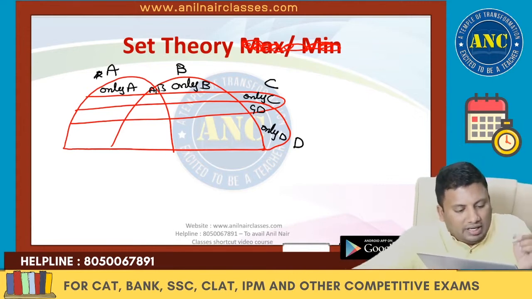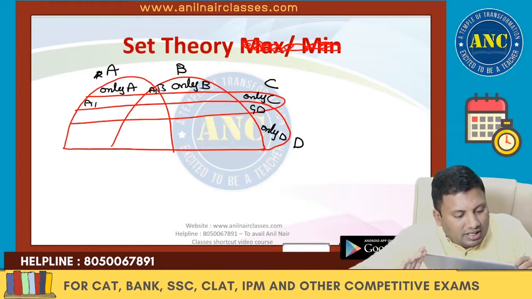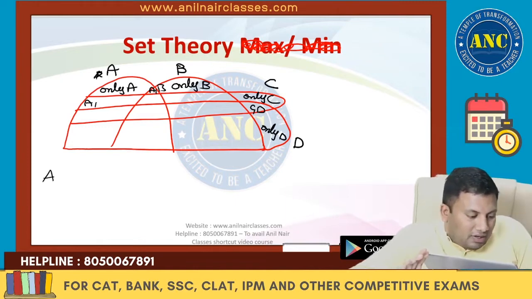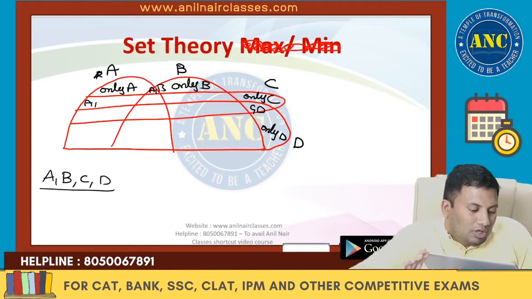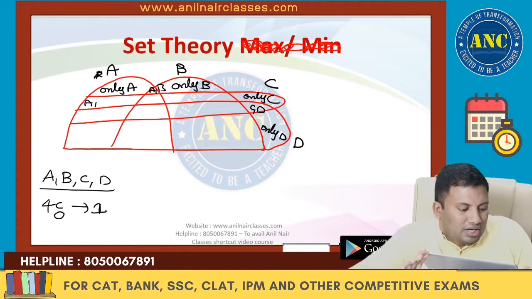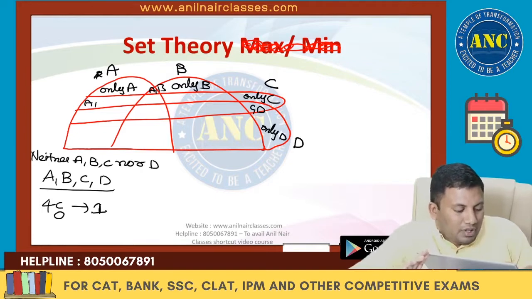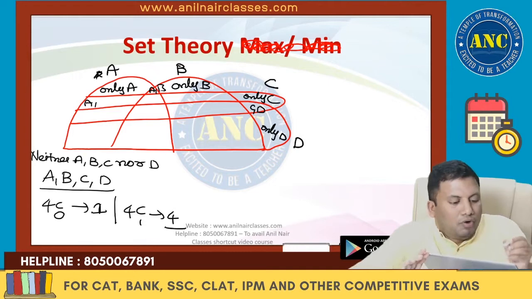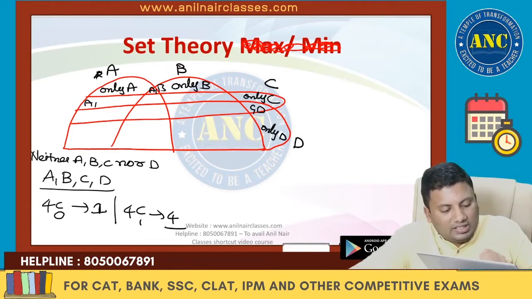Next one, it is present in A. Now here it will be useful. A, B, C, D, total out of 4. 4C0 is one region I should get, which is nothing but outside, neither A, B, C nor D. This is out. Selecting 1, 4C1, it is 4. Only 4 regions: only A, only B, only C, only D.